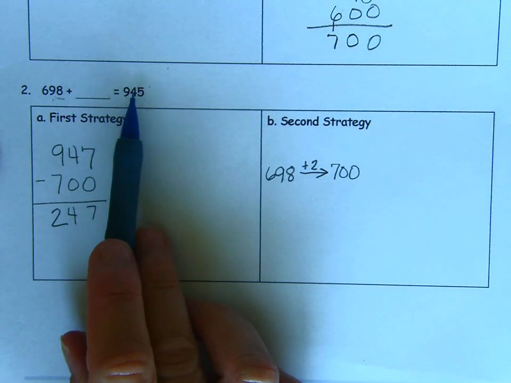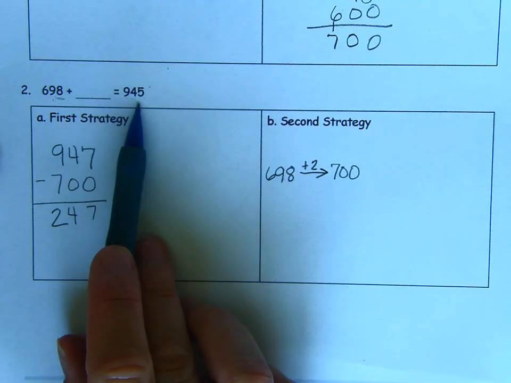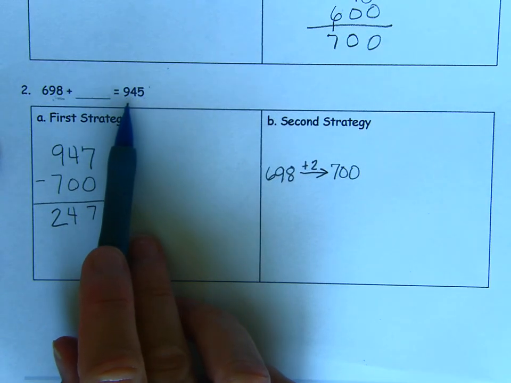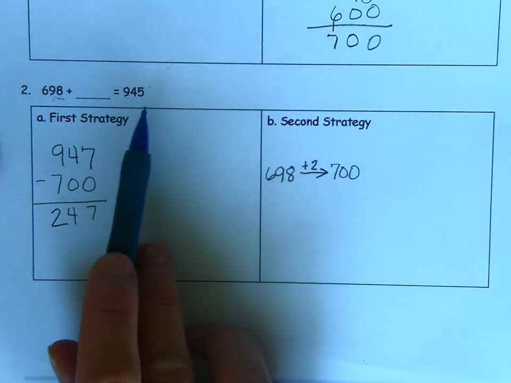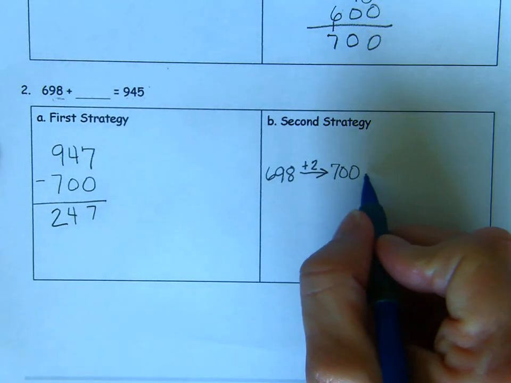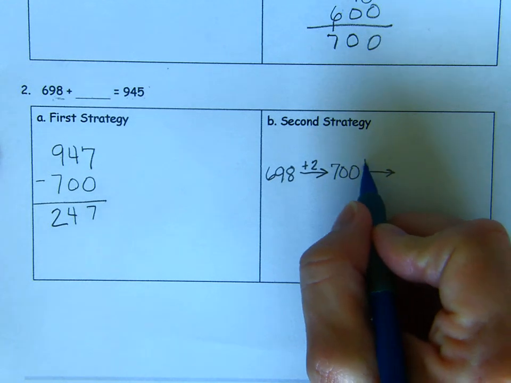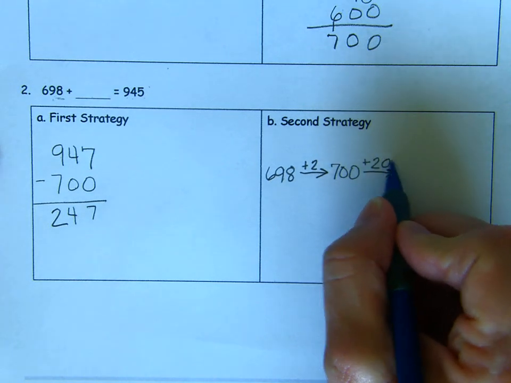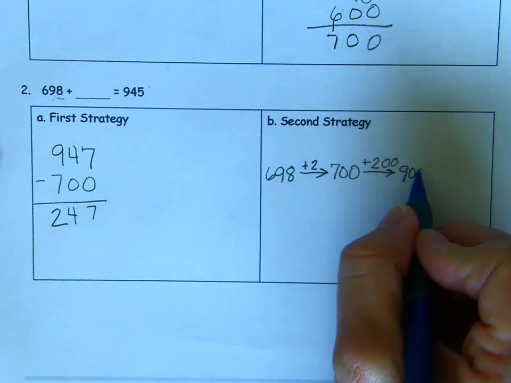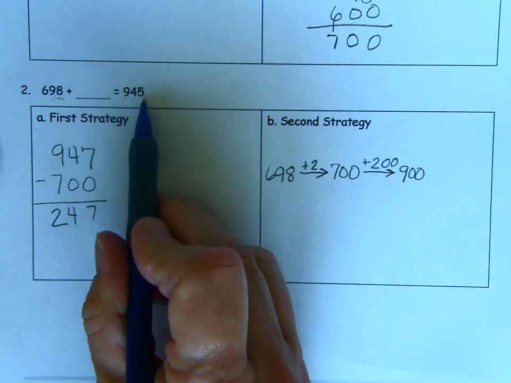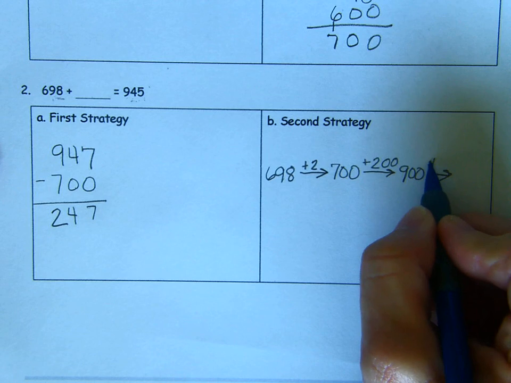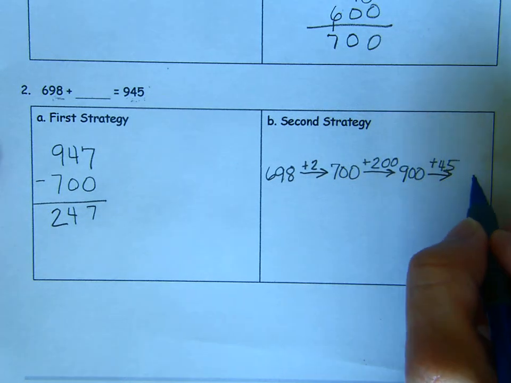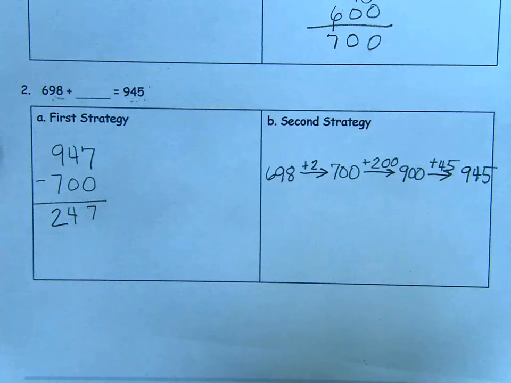I need to get to 945. So how many more hundreds do I need to get from 700 to 900? I'm going to need 2. That's going to get me to 900. And then I just need to add 45. So that's going to be my last arrow. I'm going to add in 45 to get 945.